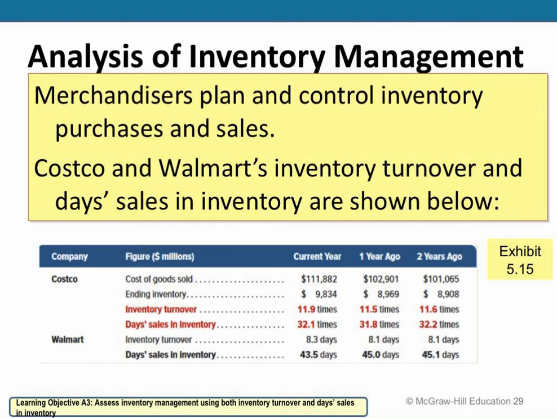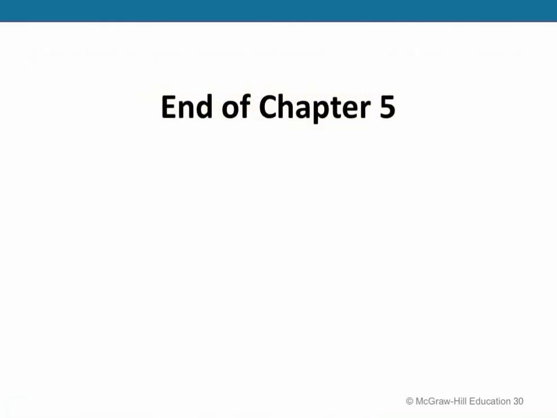And if we look at it over time, going from 1 year ago and 2 years ago, Costco seems to be doing a little better, but the trend is about average. Same thing for Walmart, with differences between 11.6 and 11.9, 8.1 and 8.3. But it gives you a sense of whether that trend is improving or declining. And that's going to conclude our lecture on Chapter 5.